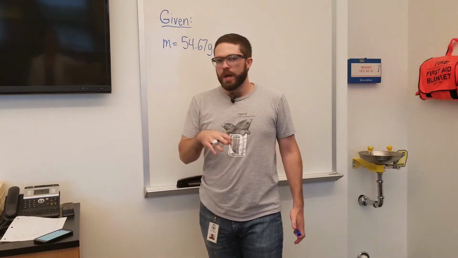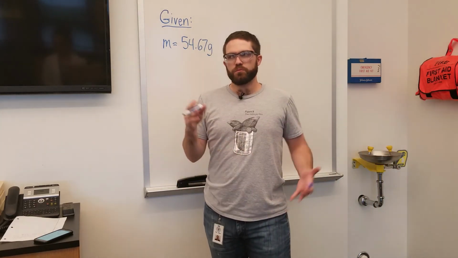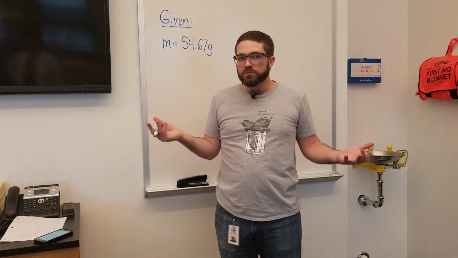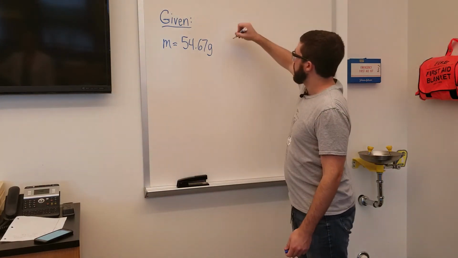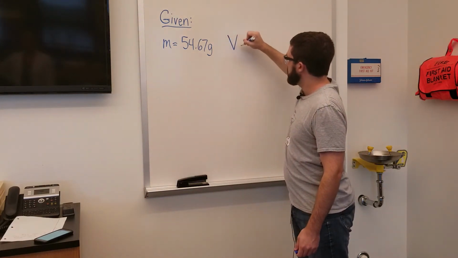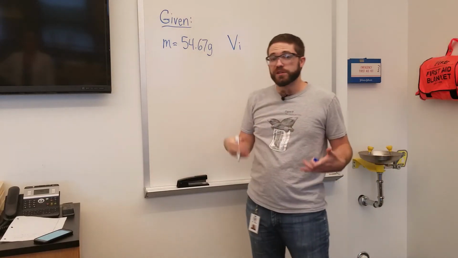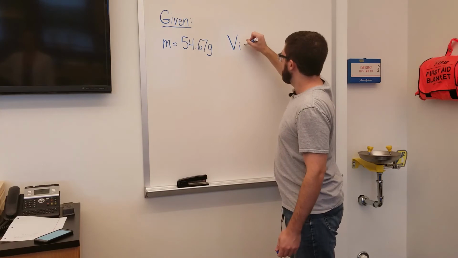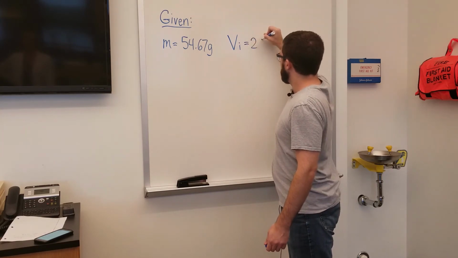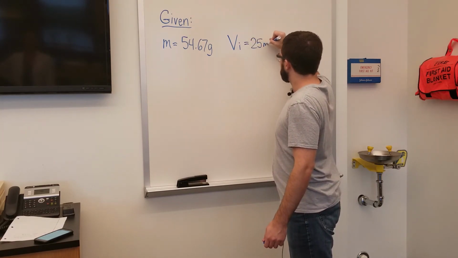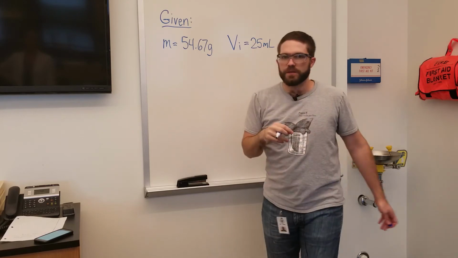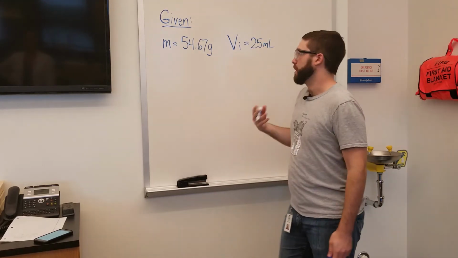Okay, now we have 2 volume measurements. Which one are we going to use? Well, we want to use both. We have first the initial volume. So we're going to call that V and then a little i, which means initial, or the starting volume. And that initial volume was the water that we put into the graduated cylinder before we put the object in there. And that was 25 milliliters.